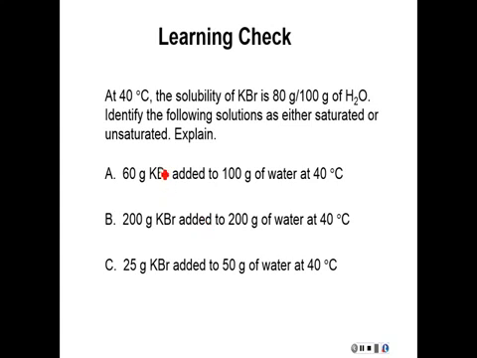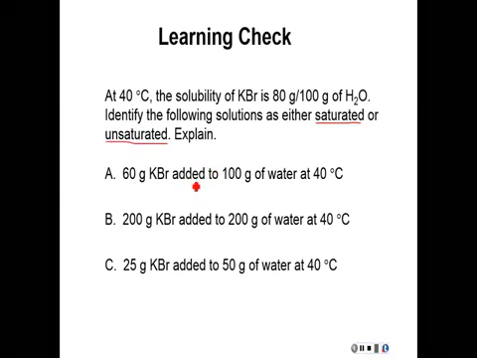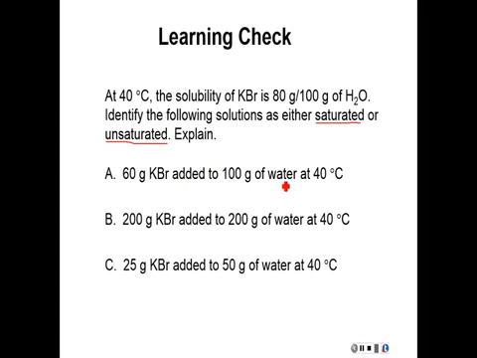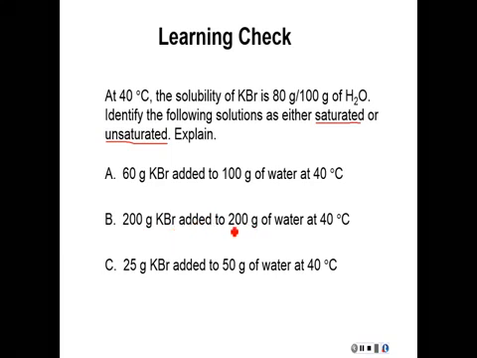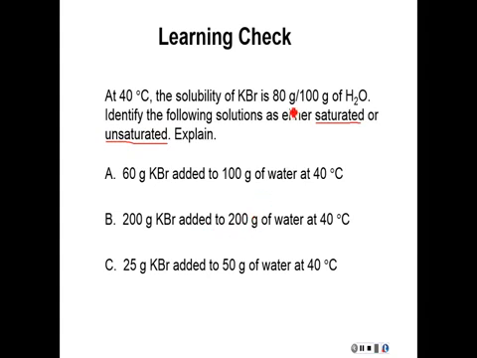All right, let's see if we can answer these three questions. At 40 degrees, the solubility of KBr is 80 grams per 100 grams of water. Identify the following solutions as either saturated or unsaturated, and then explain. Okay, so 60 grams in 100 grams of water at 40 degrees. Then 200 grams of KBr in 200 grams of water. Notice they change the amount of water. If the amount of water changes, then the amount of KBr would change proportionately. You could still use a graph on this if you needed to, or use this data.